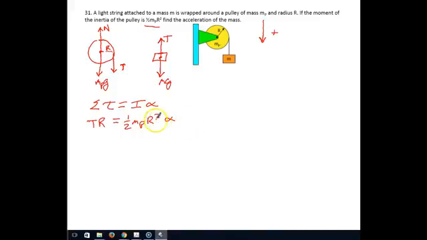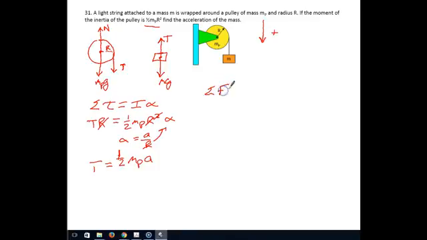Now we can cross off one of our r's, so there's one r gone, and we also know that alpha is equal to a over r, so we plug that a over r in. When we do that, we're left with this equation: T is equal to 1/2 of the mass of the pulley, and the r's cross off, leaving just a. So far we've done the tension that's coming from the pulley. Now we need to look at the tension that's coming from the box.